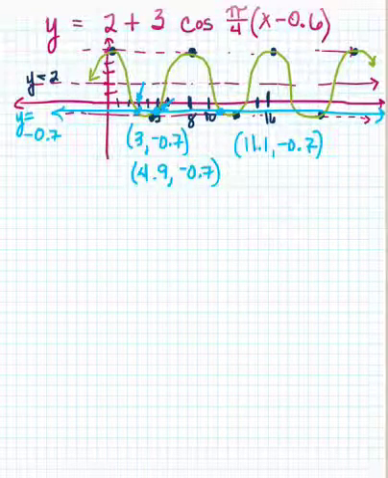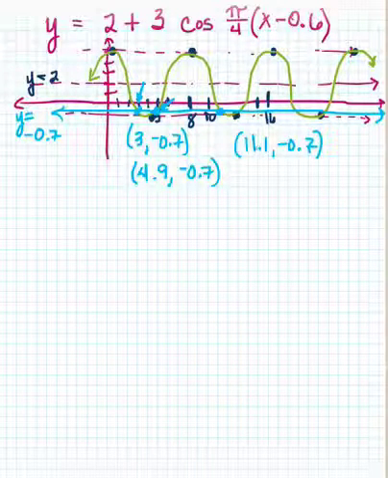Is that what they asked for, the first three positive? Find the third positive value of x for which y equals negative 0.7. Oh, so this is the only one I want. The third one, right there. There it is.